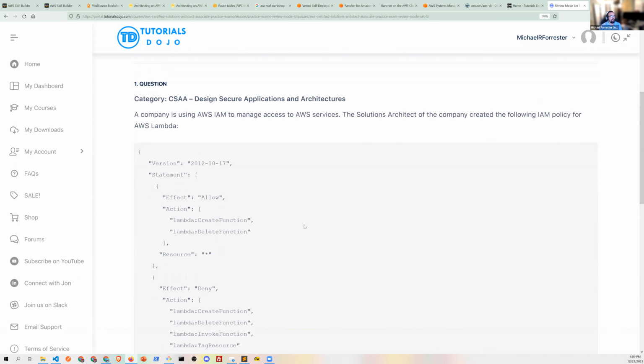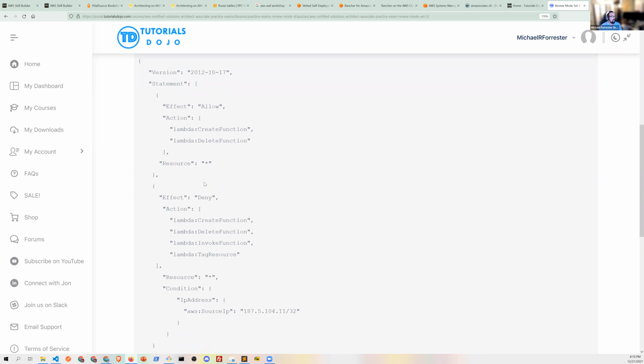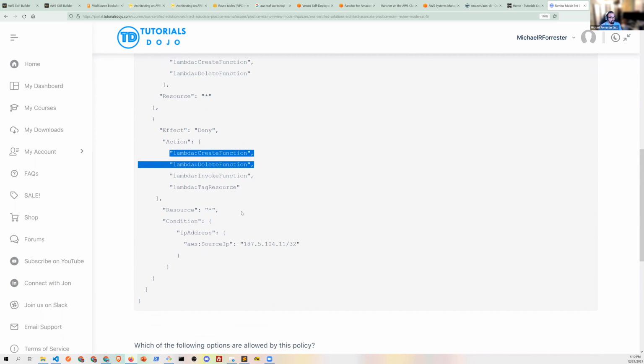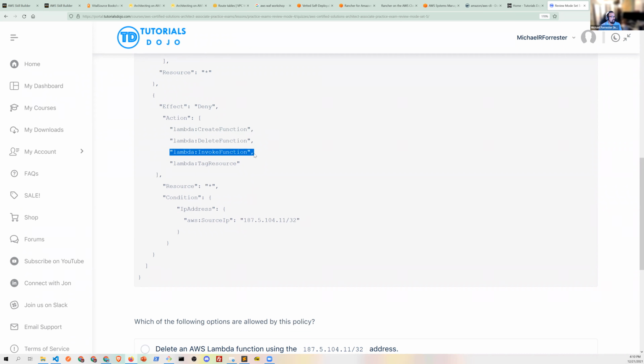Let's take a look at question 1, right? So a company is using IAM to basically manage access to AWS services. The SA of the company created the following policy for Lambda. So what they did is it looks like they've got a policy that has an effect allow. There's a create function, delete function for any resource. And they've got a deny with a create function, delete function for any resource. They've also allowed a denied invoke function, and they've denied tag resource.